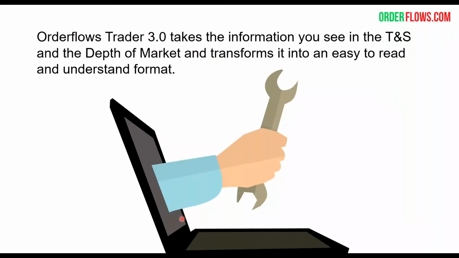So, Order Flow Trader 3.0 software really takes the information you see in the time and sales and depth of market and puts it into an easy to read format, right?